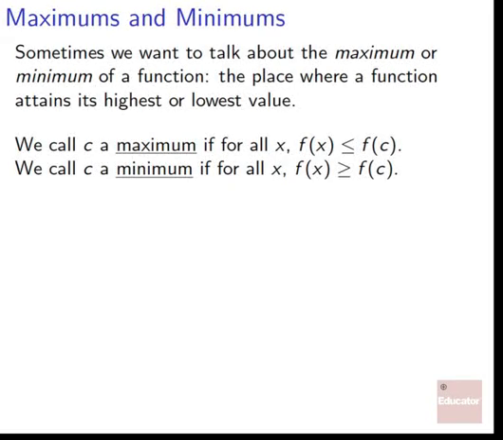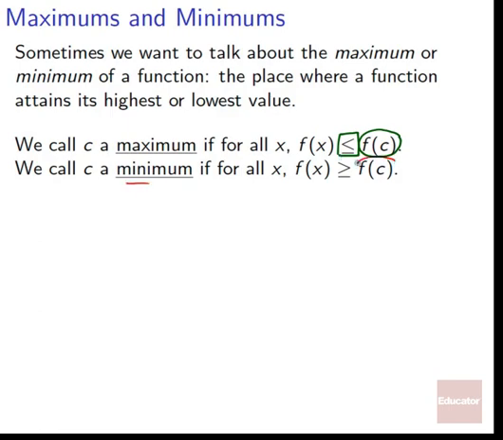Sometimes we want to talk about the maximum or minimum of a function, the place where a function attains its highest or lowest value. We call c a maximum if for all the possible x that can go into the function, f of x is less than or equal to f of c. So when we plug in c, it's always going to be bigger than everything else that can come out of that function, or at the very least equal to everything else. A minimum is the flip of that idea.